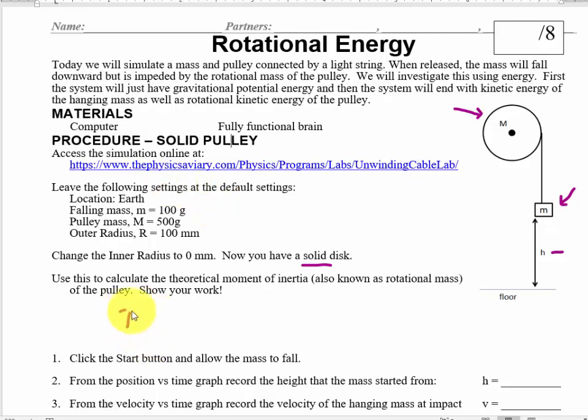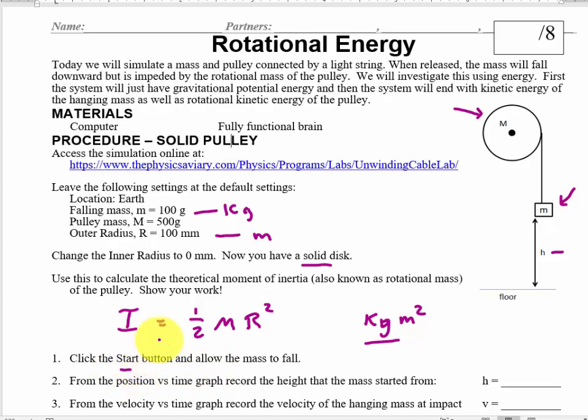When I look it up in the textbook, it says if I have a solid disk or pulley, it's going to be 1/2 the mass times the radius squared. When you calculate these, please make sure that you convert the masses to kilograms, and make sure you convert the radii to meters. That's going to give you a rotational mass in kilograms meters squared. Don't forget the units. For some reason, people always seem to do that.